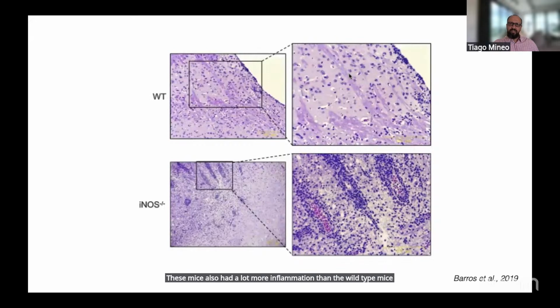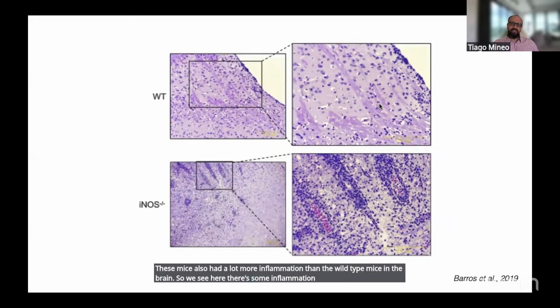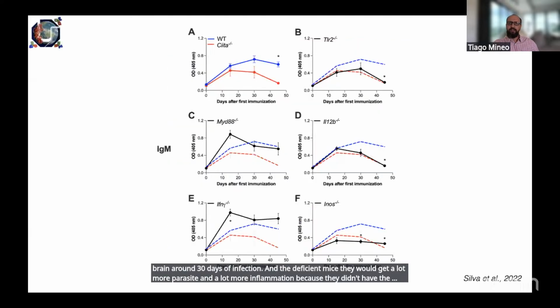So we see here there's some inflammation to control the parasite in the brain around 30 days of infection, and the deficient mice would get a lot more parasite and a lot more inflammation because they didn't have the effector molecule to control it.